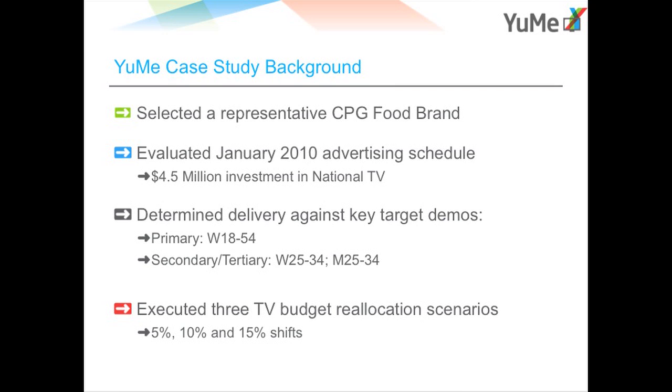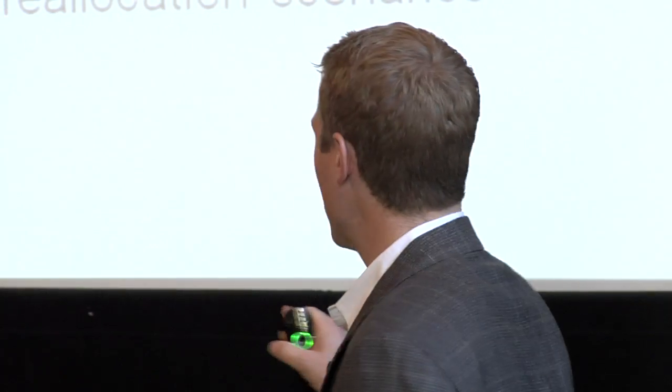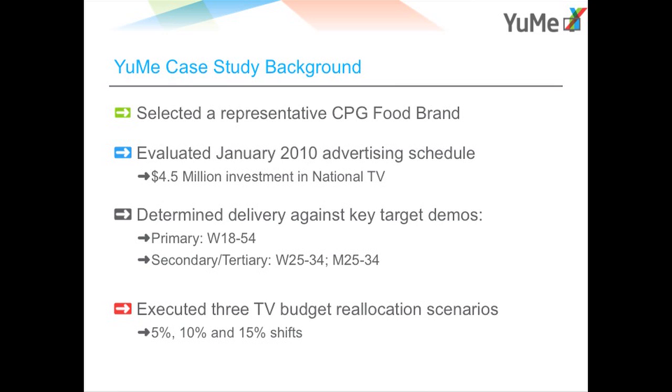So we worked with a major CPG food brand that you'd all be familiar with. They spend an awful lot of money in TV. In the month that we assessed, it was $4.5 million. And their primary audience is women 18 to 54. As Mike showed us, that's one of the fastest growing segments for online video. So if it is one of the fastest growing segments, how does the data look?